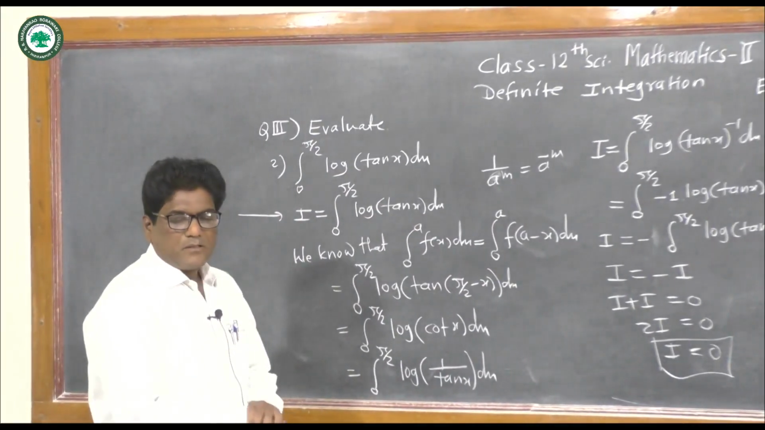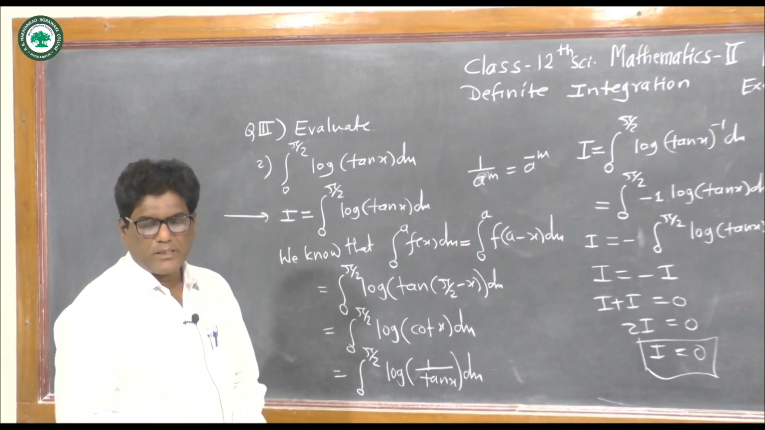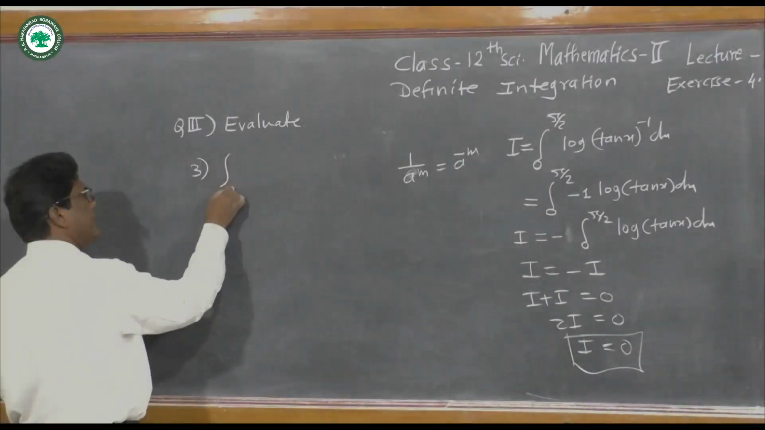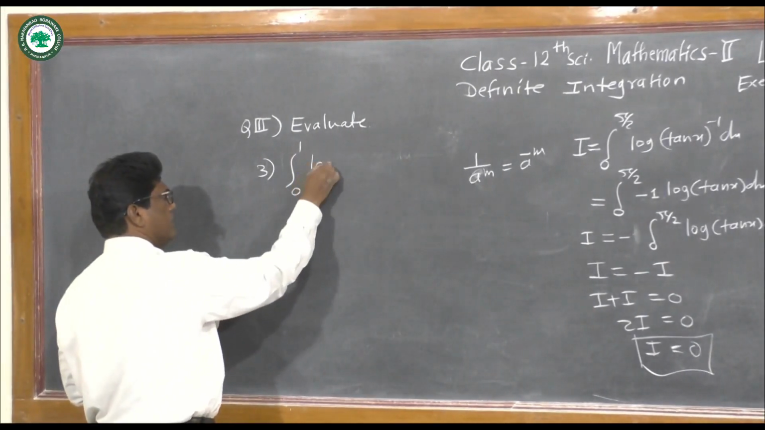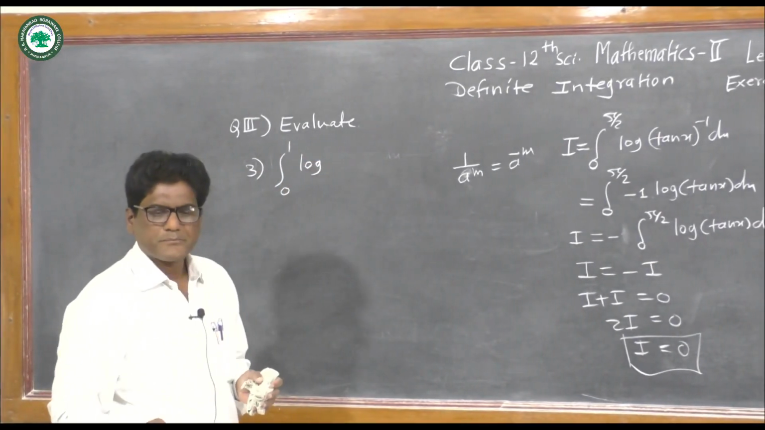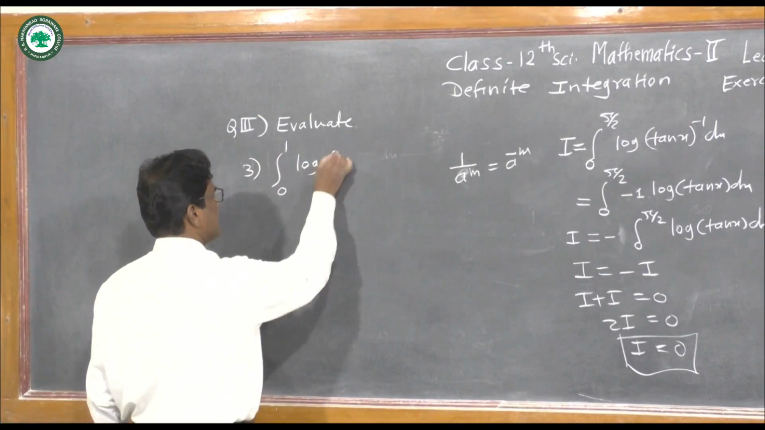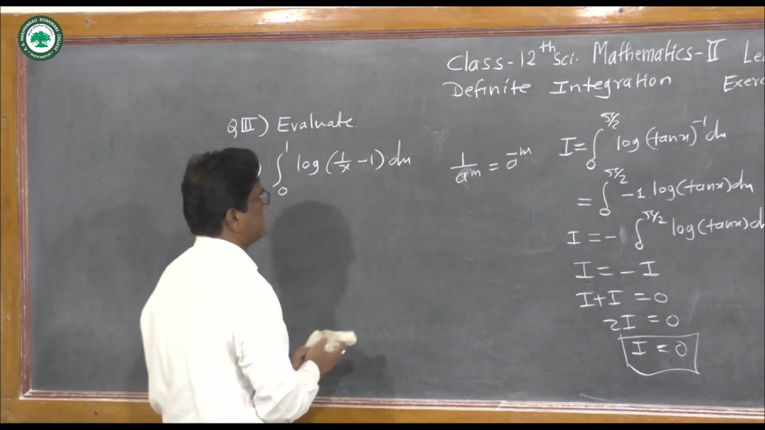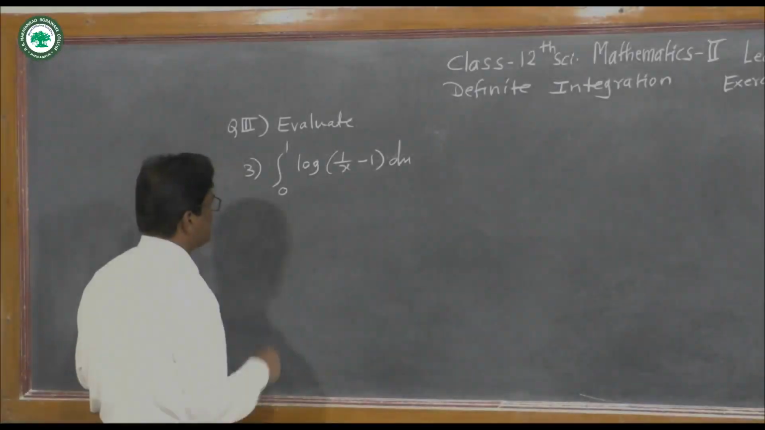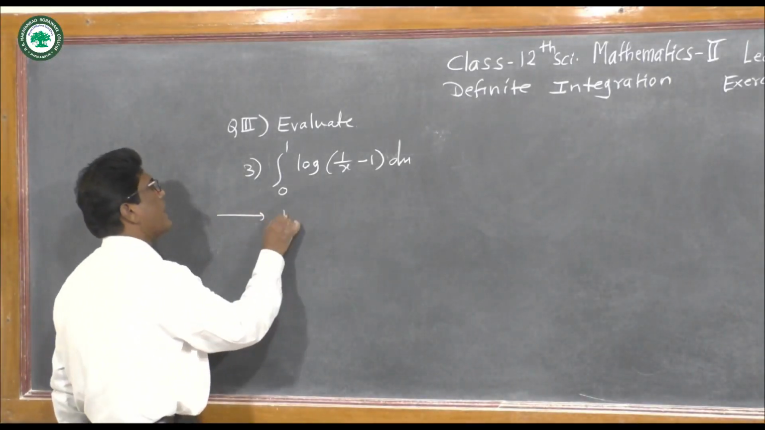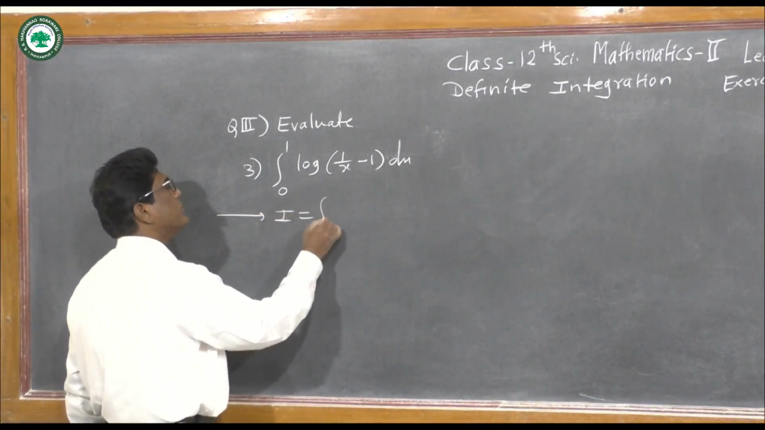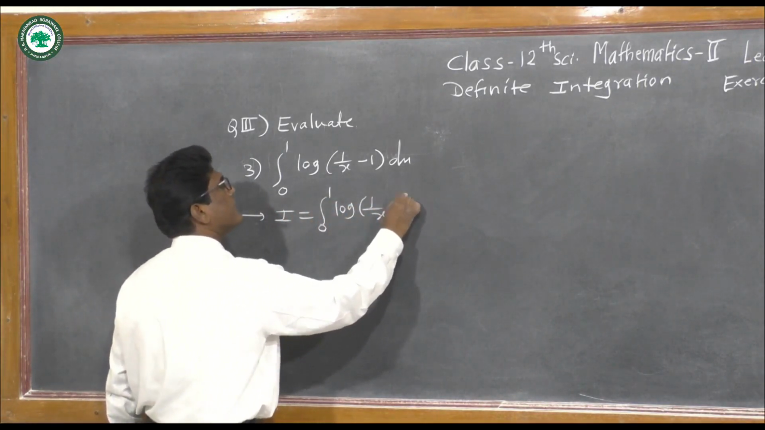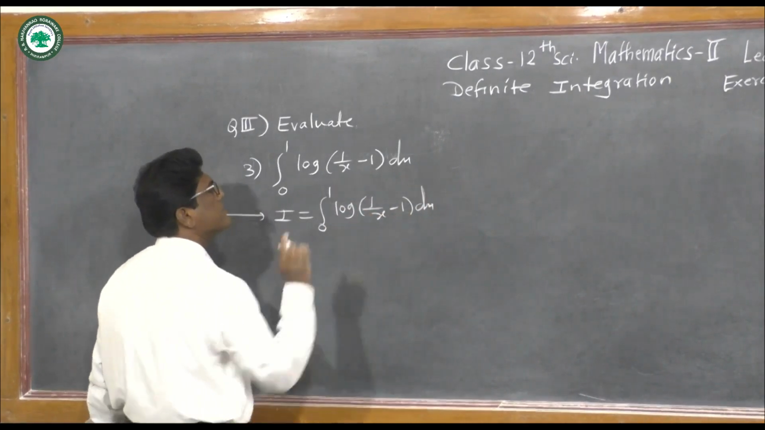Now here we will see third problem, integration 0 to 1 log of 1 upon x minus 1 dx. Call this as I. So I is equal to integration 0 to 1 log of 1 upon x minus 1 dx. Firstly take this subtraction.